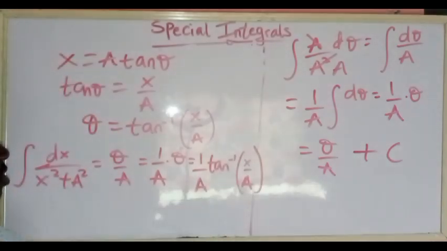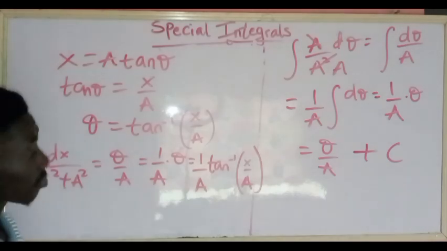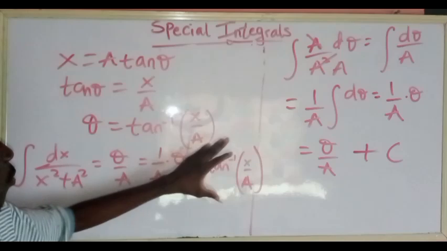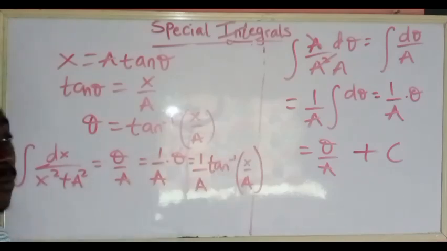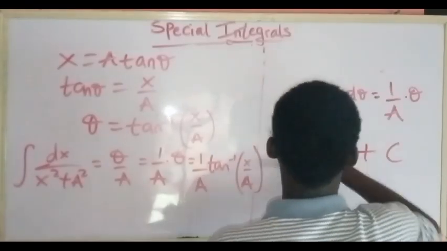So this is what led to the formula for integration of 1 over x squared plus a squared. So whenever you have 1 over x squared plus a squared, you end up having 1 over a tan inverse of x over a. So on that, we're using that to solve examples.